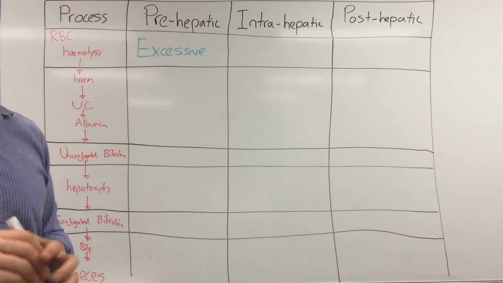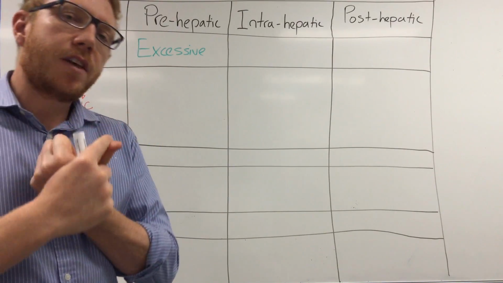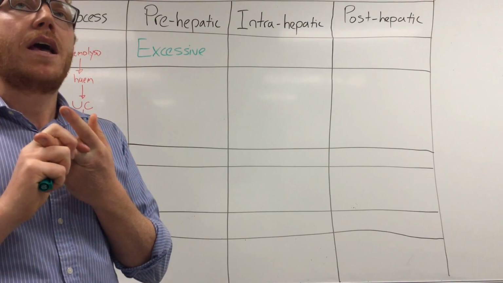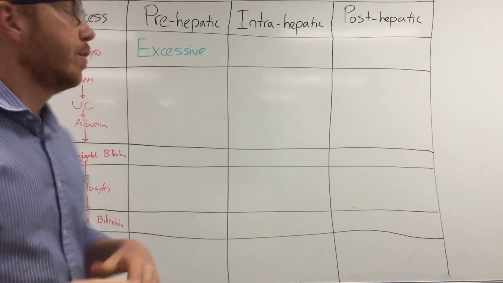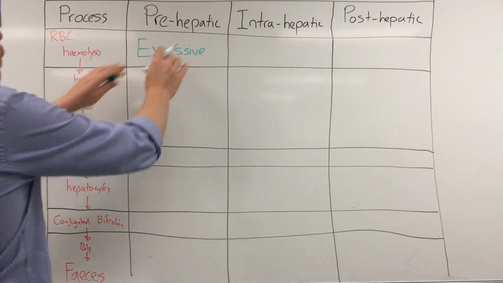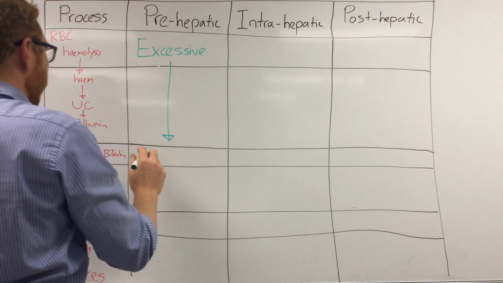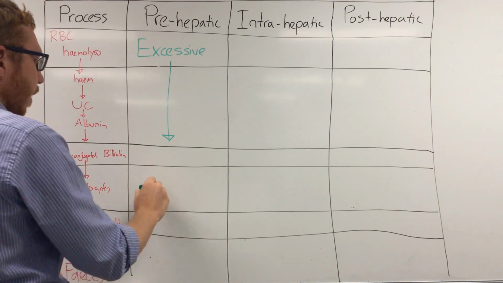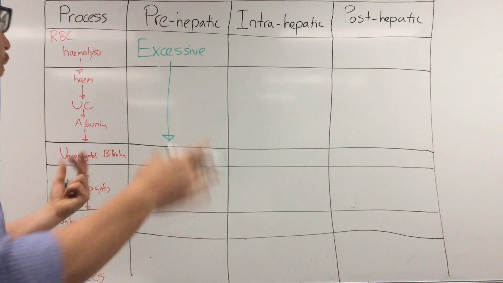Some examples of what would cause excessive amounts of hemolysis would be thalassemias, sickle cell anemias, or Rh incompatibility between the mother and the child, and that would lead to an excessive amount of destruction of the hemoglobin. So this would be excessive, but all this process would be normal, and we would come to the unconjugated amount.